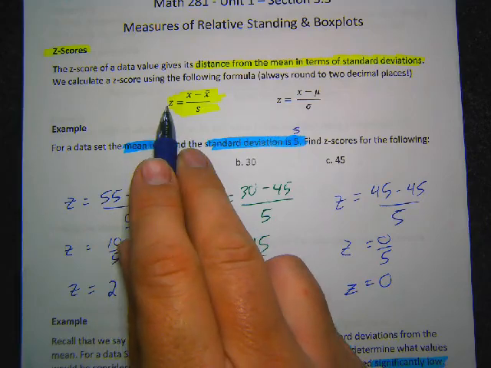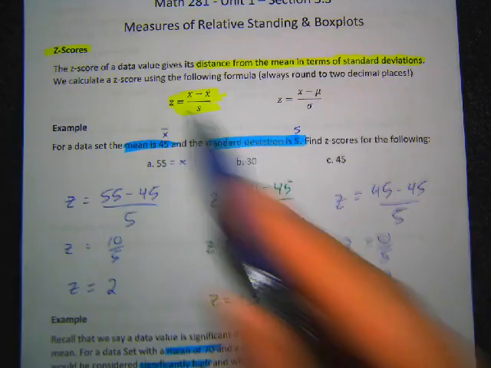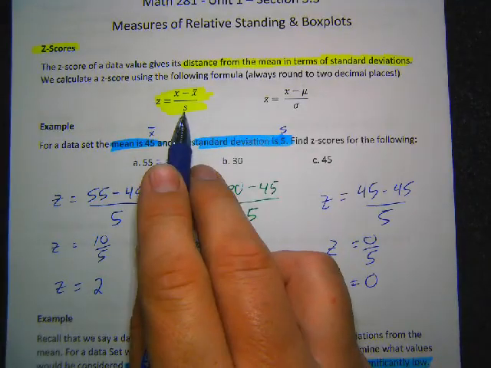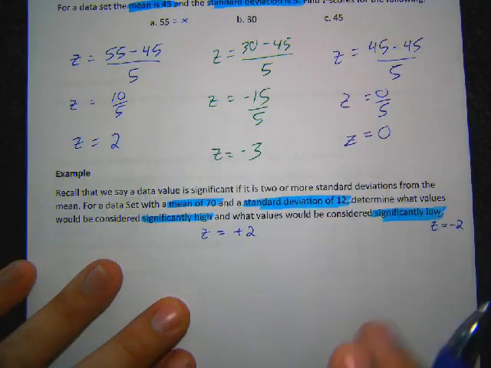They gave us the z-scores we're looking for, the +2 and the -2. We're talking about significantly high and low. The mean they told us is 70, and the standard deviation they told us is 12. And we're going to plug those into the equation.